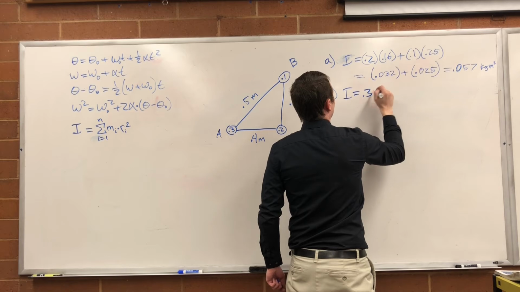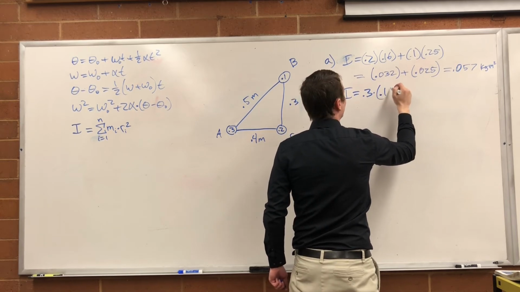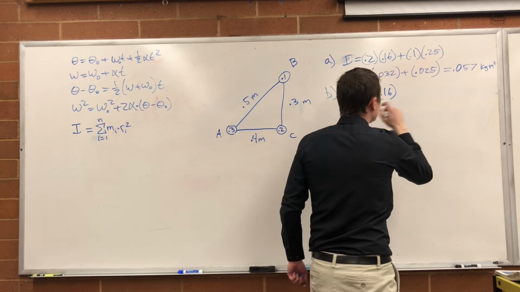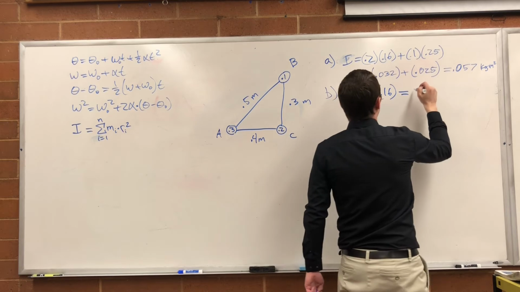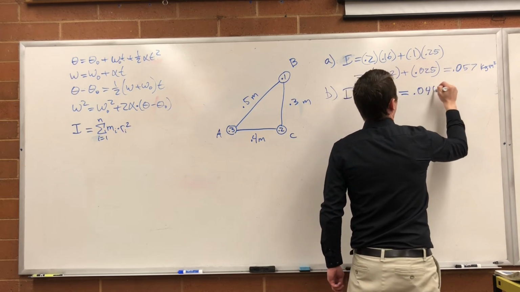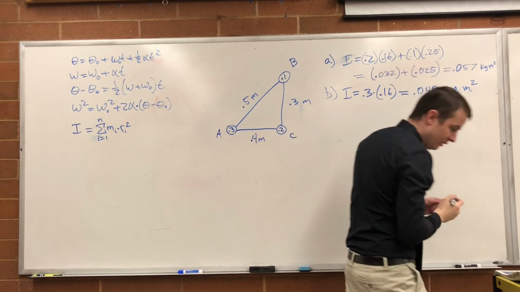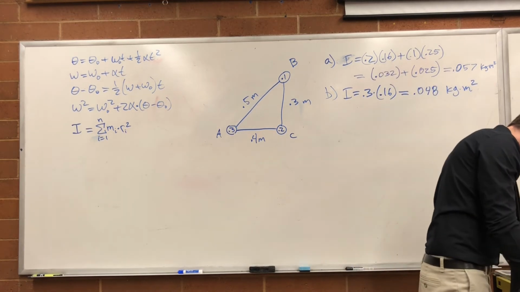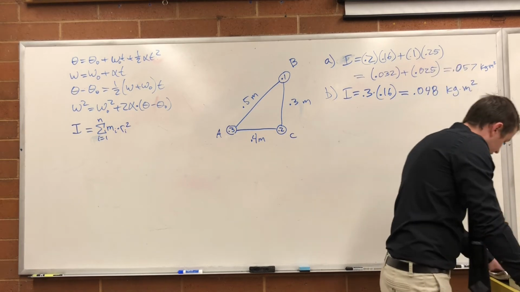Equal to 0.3 times 0.16, which is going to be equal to 0.048 kilogram meter squared. Did I do that right? Check with the book. B, 0.048. Okay. Part C.